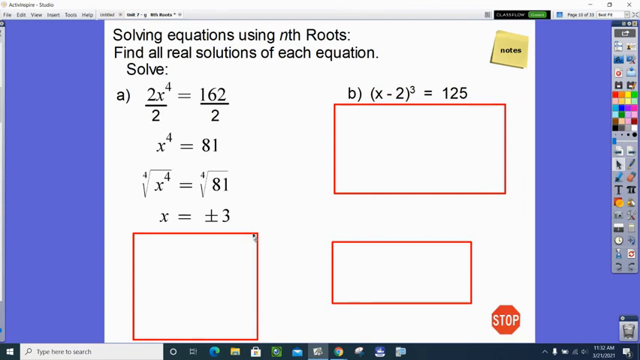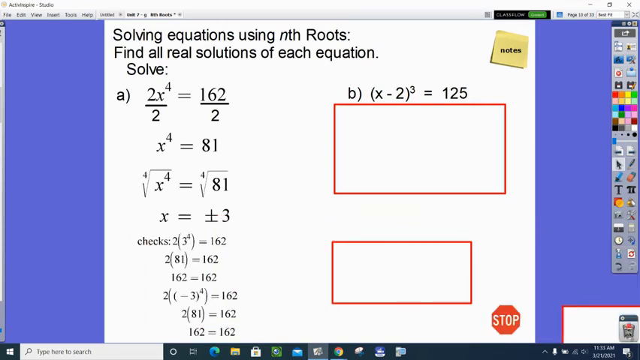Here's the cool thing. We can check our answers back in that original equation. So does 2 times 3 to the 4th equal 162? Does 2 times negative 3 to the 4th equal 162? And here are my checks. So 3 to the 4th is 81, and 2 times 81 is 162. Yay! Negative 3 to the 4th is also positive 81, and 2 times 81 would be 162. And so I have 2 solutions to that original equation.